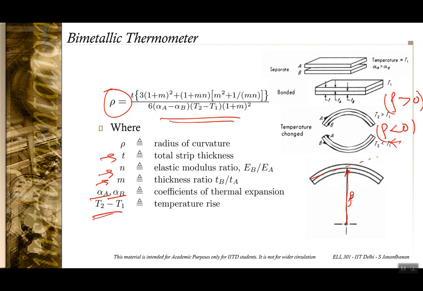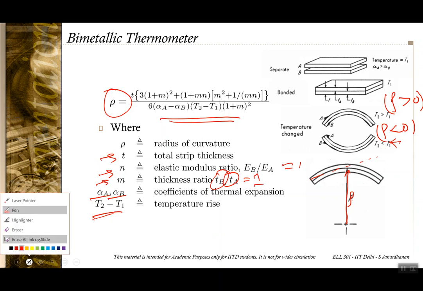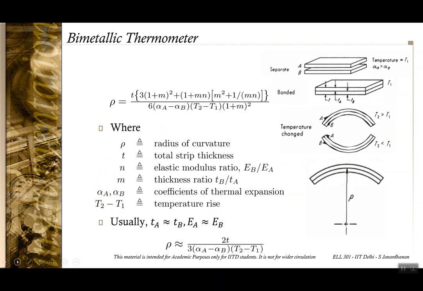Now, to make matters simple, what is generally used is a material whose elastic modulus ratio is almost the same, and you use similar thickness for A and B. So Ta by Tb will also be equal to 1. From this, it will simplify to a relationship like rho being inversely proportional to T2 minus T1. And now in this equation, T and alpha A minus alpha B are all constants. So rho is directly proportional to 1 by T2 minus T1.